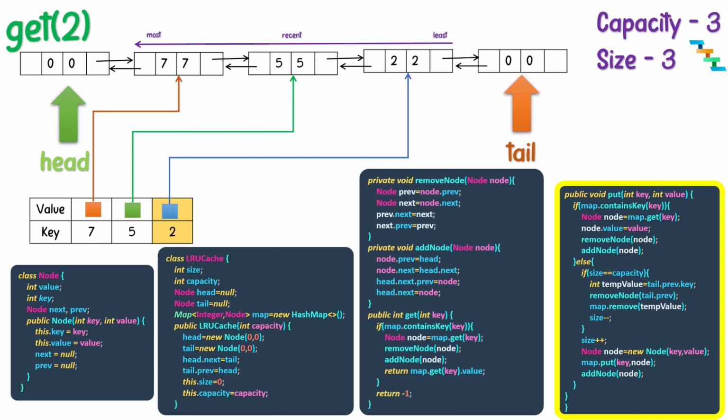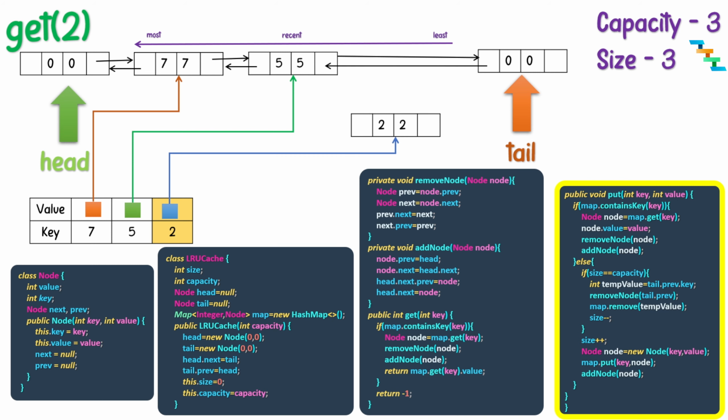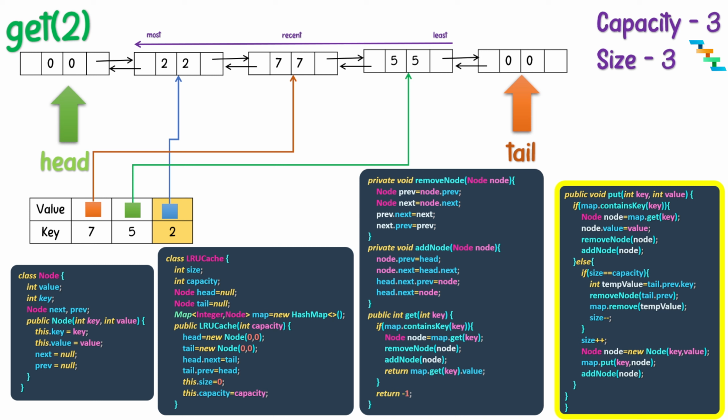Now we will use the get function to retrieve the value for the key 2. Check if the key 2 is present in the hash map. Yes. Then get the corresponding node from the hash map. Then using the remove node function, remove this node from the doubly linked list. In the remove node function, it gets the previous and next reference of the node to remove and then links this previous and next. Then add this node 2 to the head's next. So we have increased the recency of node 2.